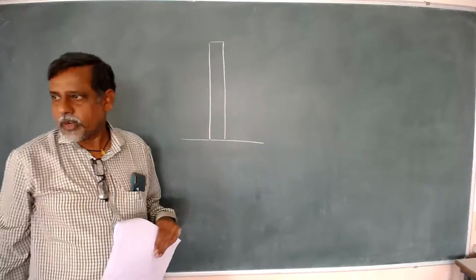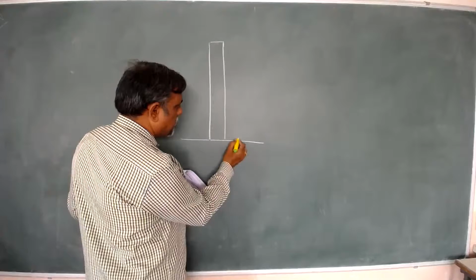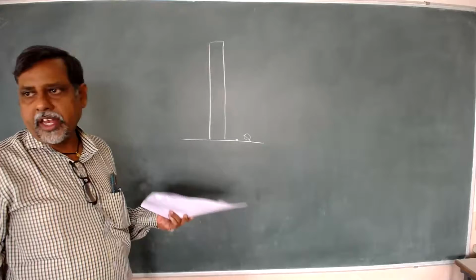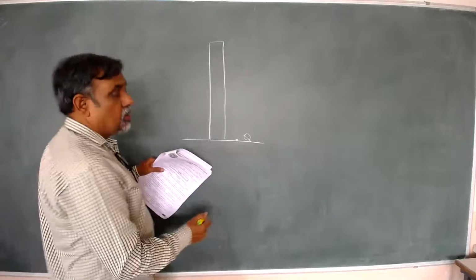But on the ground, there is a charge capital Q placed. It could be of any nature, positive charge or negative charge, anything. Now, this is the height H.